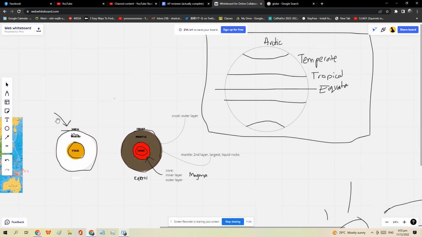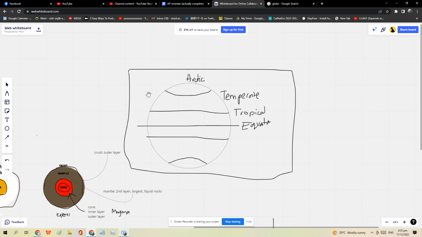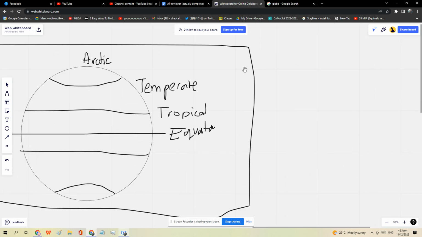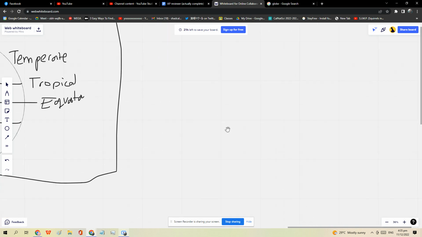So this is the layers of the earth. These, however, are the climate of the earth. Now, the equator is your basis, okay? The equator is basically the 0 degree of the x-axis, or the latitude.